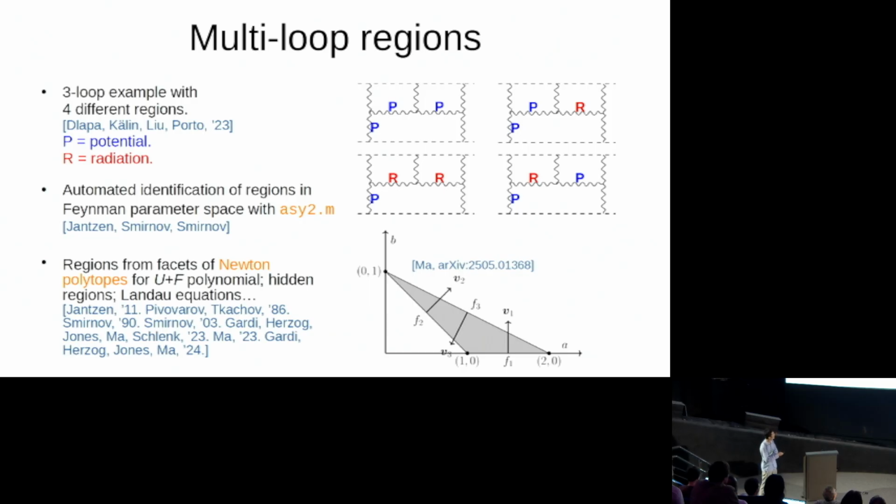The automated identification of regions, people once believed they could do it through analyzing graph polynomials. They draw the monomials in the U plus F, known as the Lee-Pomeransky polynomial, as vertices in a polytope. They identify the facets of the polytopes to identify the necessary regions. But it turns out that in some cases, this doesn't identify all the regions, and there are hidden regions that you need to dig out.